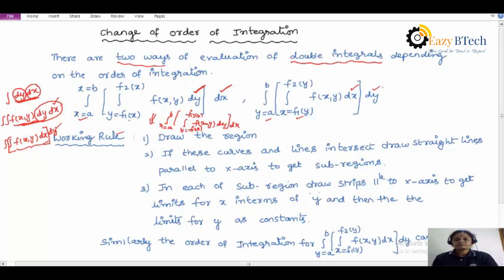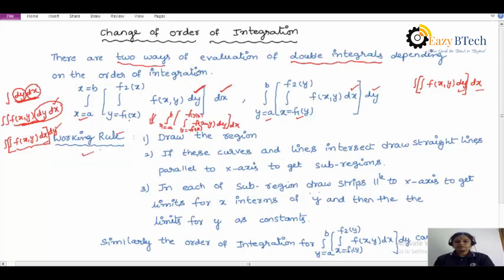If we use change of order of integration, it becomes f of x comma y, at first dy and then dx. Okay students, dy means first doing integration with respect to y and then with respect to x. So when is this method useful for us? For some problems, for the given intervals or limits, doing the integration becomes very difficult. In that situation we may use change of order of integration.